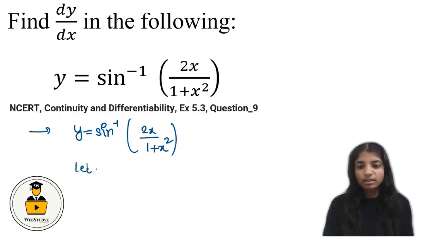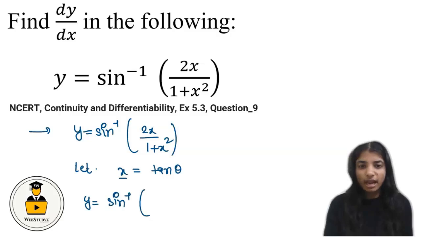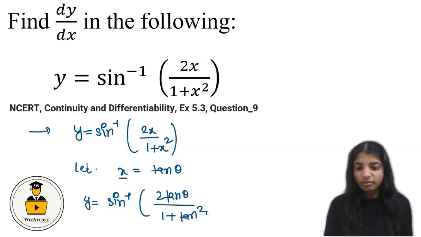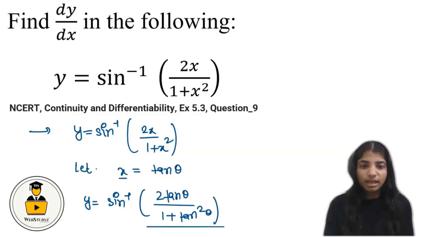For this, let's say we are considering x equals tangent of theta. So x equals tangent of theta. In the equation we are going to plug the value of x as tangent theta. So from here y equals sine inverse of 2 tangent of theta divided by 1 plus tangent square of theta, and here this is making a formula.